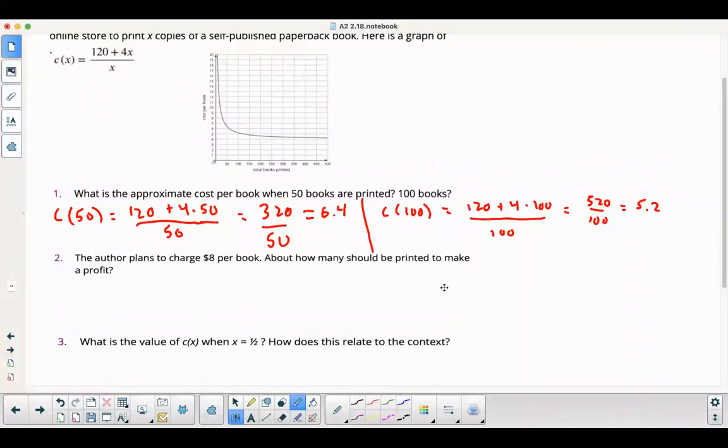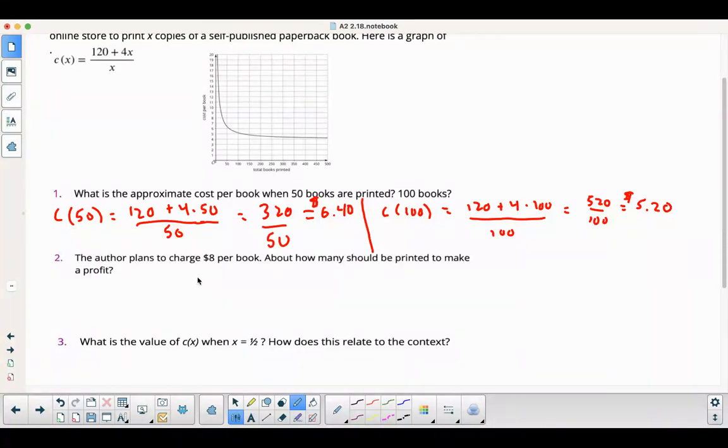All right, the author plans to charge $8 per book. About how many should be printed to make a profit? I guess, you know what, going back up here, since it's cost, I should probably make it 640 and 520. That might be better. So if they plan to charge $8 a book, how many should be printed to make a profit?